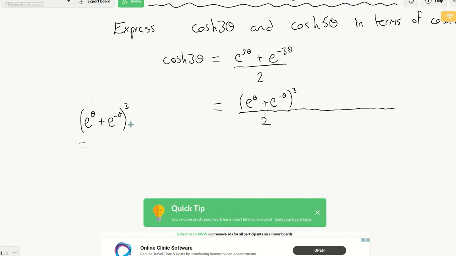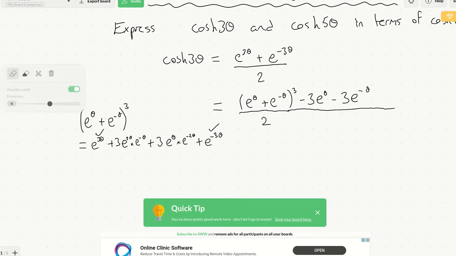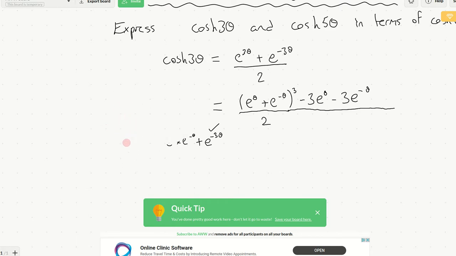But if I try and multiply that out, I'm going to get e to the 3 theta plus 3e to the 2 theta times e to the minus theta. Then I'm going to have 3e to the theta times e to the minus 2 theta, and then plus e to the minus 3 theta. Great, we get two of the terms which we wanted, but we want to take away these two and simplify them. So we need to take away 3e to the theta plus 3e to the minus theta. Now, that's lovely, actually, because that gives me the answer really very quickly. I'll show you what I mean.